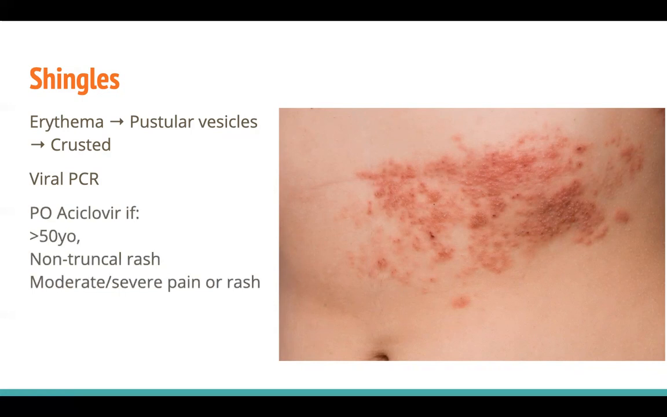These days, we like to treat patients with shingles, particularly if they're in this subset of patients: if they're over 50, and they've got a non-truncal rash with moderate or severe pain or rash. And the acyclovir must be started within 3 days of the rash starting. The reason for this is that treating shingles in this group of patients reduces the risk of post-herpetic neuralgia, which is very difficult to treat later on. And in terms of analgesia to treat the shingles, you want to start off with paracetamol and follow the WHO pain ladder.